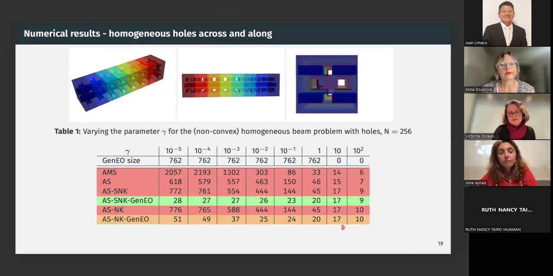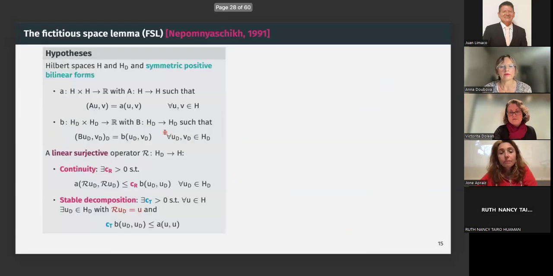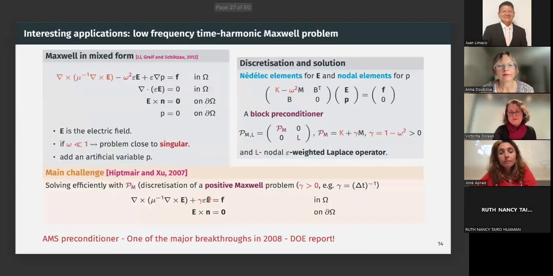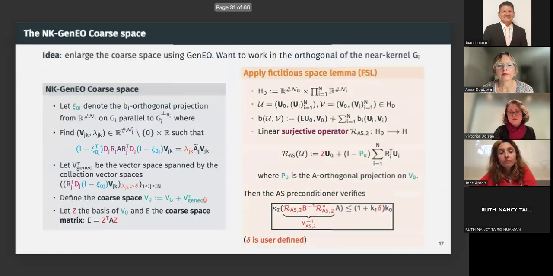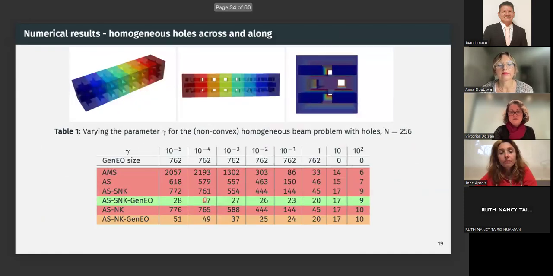Now I can also try to vary to get the problem as singular as possible. So gamma is, just going back for one second, gamma is just here. If it's close to 0, the problem is close to being singular. So again, if it's close to being singular, the usual methods will break.